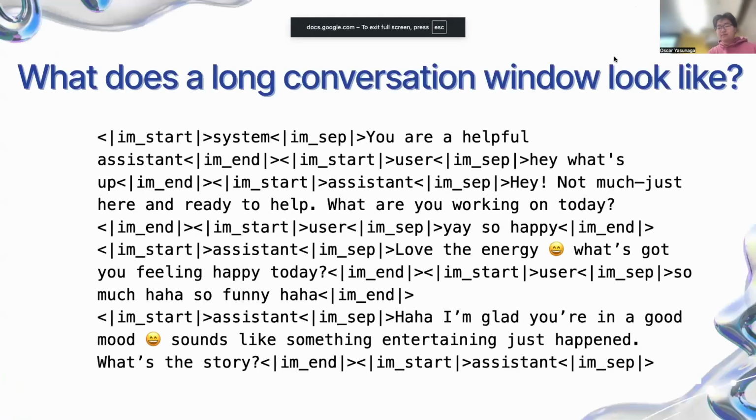Okay. So this is what a long conversation window is. All you're doing is separating the user and the assistant, and you're doing this over and over again. Every time you interface with GPT, all you're doing is appending the text and then re-inputting it into the tokenizer.